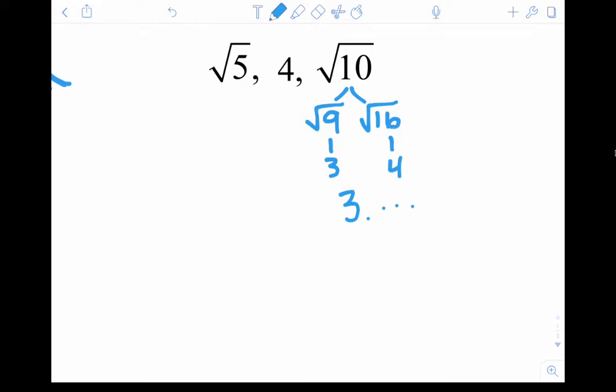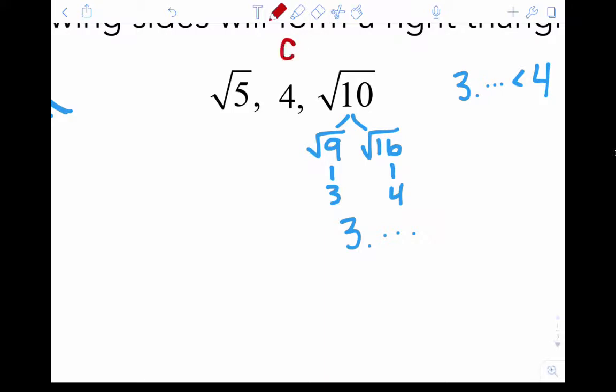3 point something is less than 4, so 4 is bigger. I know that square root of 10 is going to be bigger than square root of 5. Since they're both under those square root signs, I can just compare the numbers. So that means that square root of 5 is the smallest, square root of 10 is the middle, and 4 is the largest. So that means that 4 is going to be my C value, square root of 5 is the A, and square root of 10 is the B.